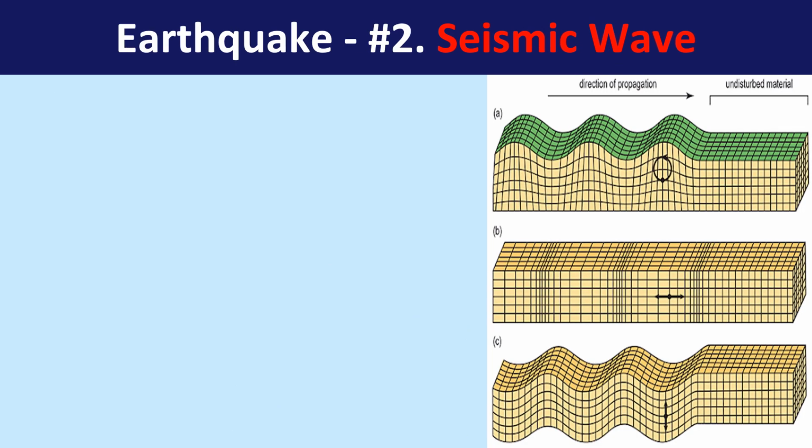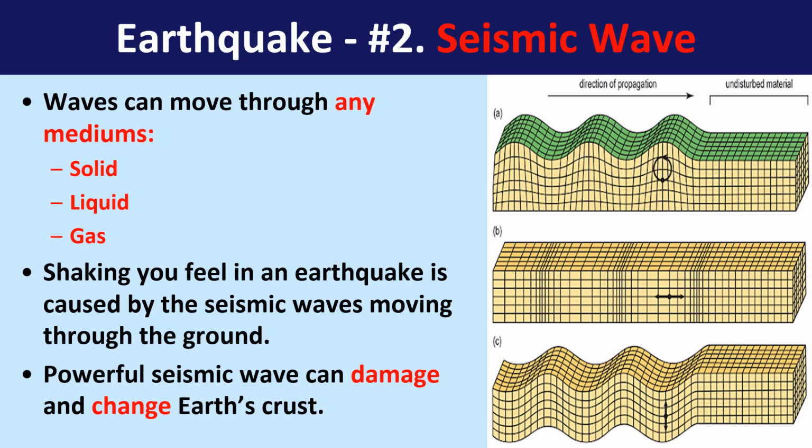Let's talk about types of waves. So first part, we learned about focus. Focus was the start of the breaking. The second part is the actual wave impact. Waves can move through three different mediums. Like I mentioned, solid, liquid, gas. The order is that gas is actually the slowest, then liquid, then solid. Solid transfers energy the fastest.